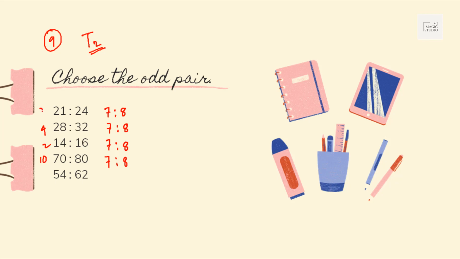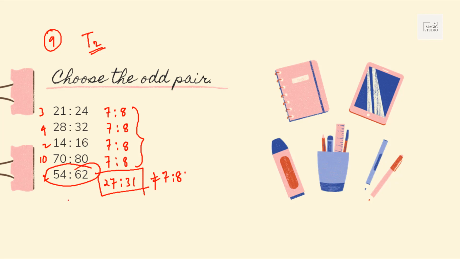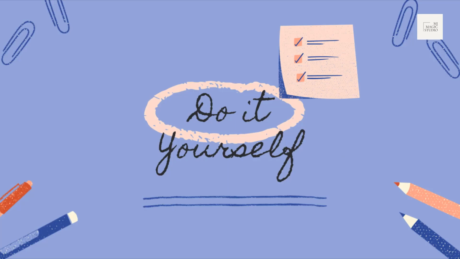70, 80 will also be 7 is to 8. Here common is 10. Common is 2. Common is 4. Common is 3. Kicked out. Here common is 2. Okay, so what we'll have, 27 is to 31. Now this is not equal to 7 is to 8. So all the top four, A, B, C, D, follow the pattern 7 is to 8, but not the last one. So this is our odd one.